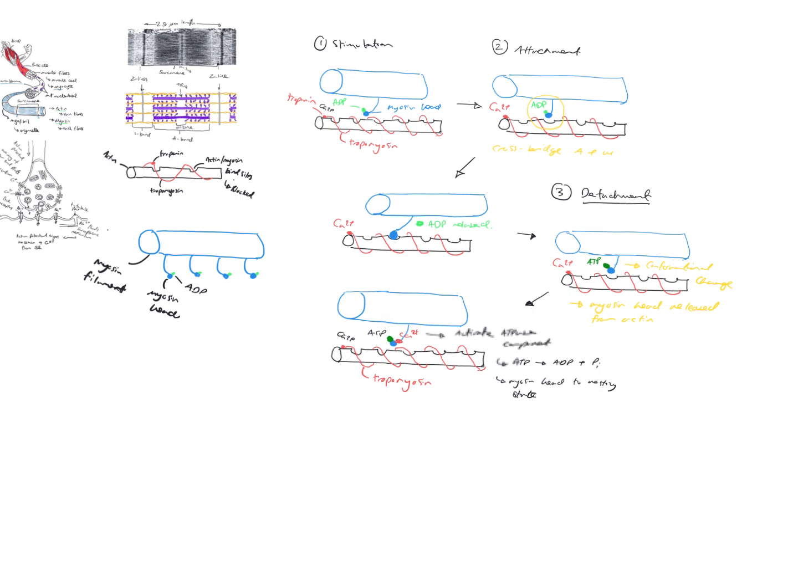This then enables the calcium to bind and activate the ATPase component of the myosin head. That's going to result in the hydrolysis of ATP to ADP and inorganic phosphate. And the energy that is released in doing this is going to return that myosin head to its original position and resting position.